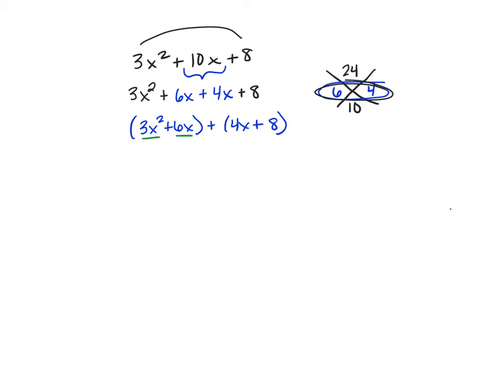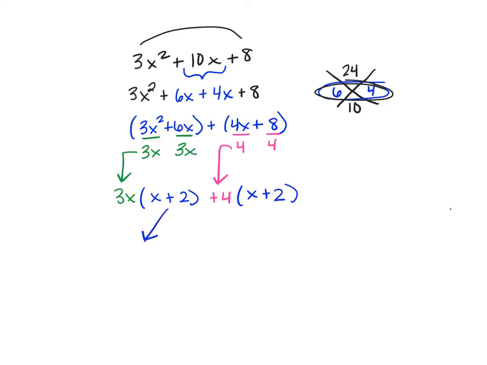In the first binomial, it looks like we can take out a 3 and an x out of both of those. So that will leave me with x plus 2. And then in the second binomial, it looks like we can take out a 4. So that will leave me, hopefully, with an x plus 2. Yes, with an x plus 2. So then you have your common factor of x plus 2.